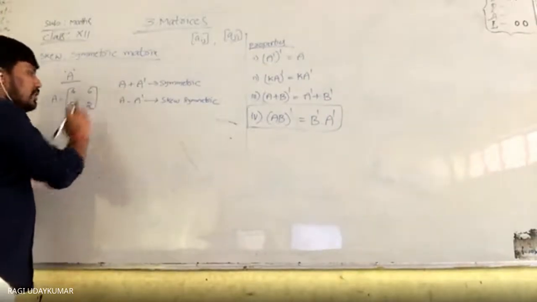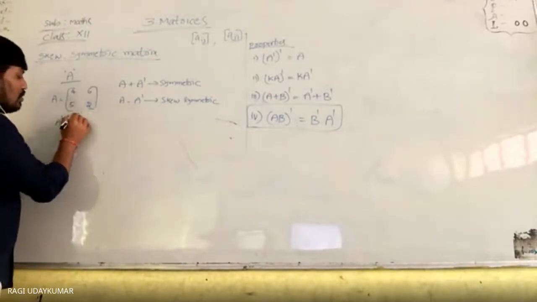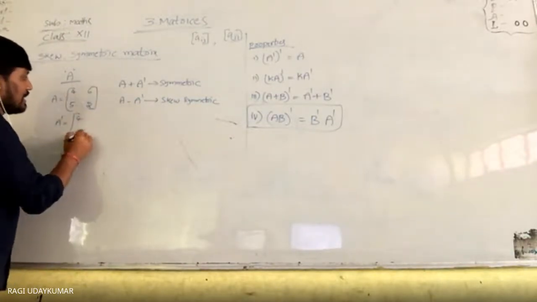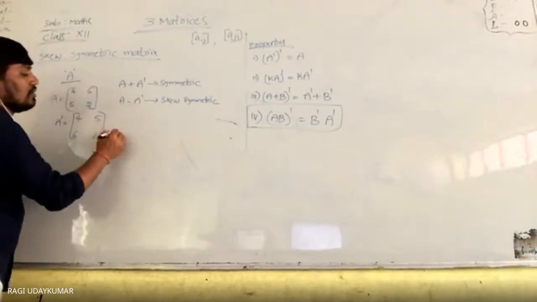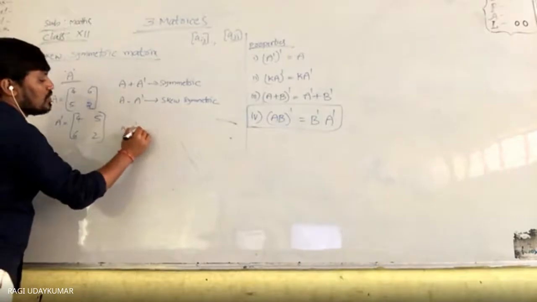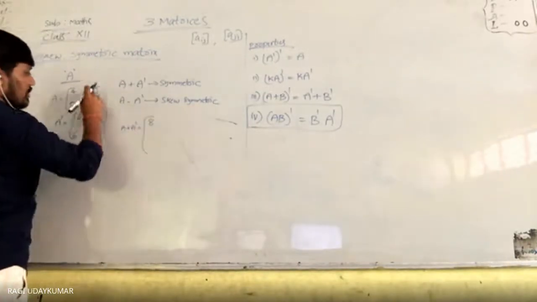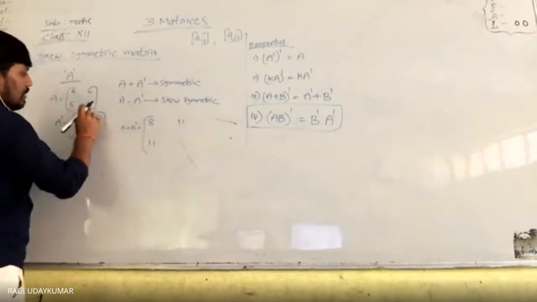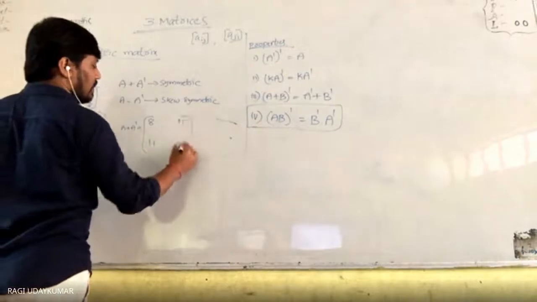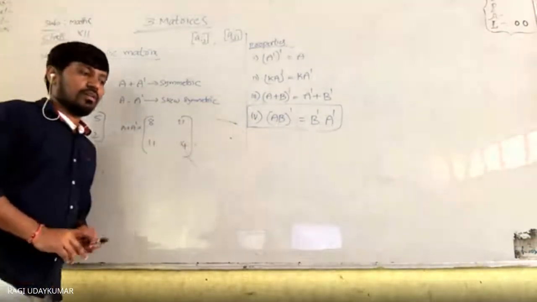और इसका ट्रांसपोज फाइंड आउट करो. A ट्रांसपोज. So what do you get? ये 4 है, ये 6 है. इधर 5, इधर 2. और ये दोनों को ऐड करो. A प्लस A ट्रांसपोज देखो. ऐड कर लें तो 4 प्लस 4 ये 8 हो गया. 6 प्लस 5 11 हो गया. 5 प्लस 6 11 हो गया. 2 प्लस 2 4 हो गया. A प्लस A ट्रांसपोज ये सिमेट्रिक मैट्रिक्स होगा नहीं होगा?